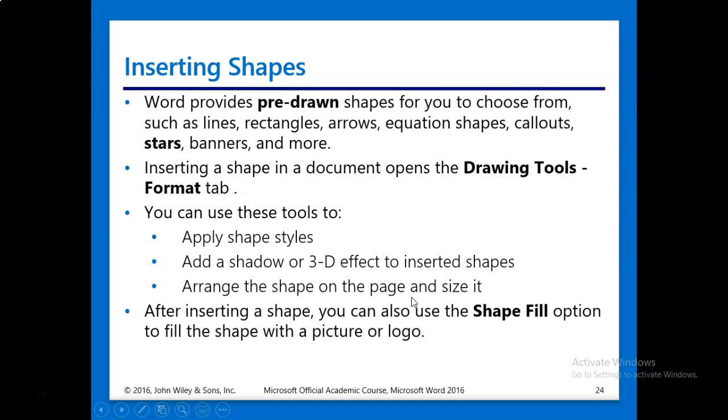Word provides pre-drawn shapes for you to choose, such as the one that just showed on the menu. Lines, rectangles, arrows, equation shapes, callouts, stars, banners, and more. Inserting a shape in the document again will open the Drawing Tools Format tab. You can use these tools to apply shape styles, a shadow, or 3D effect. You can arrange the shape on the page and size it just like you would do a picture. After you insert the shape, you can also use the Shape Fill option to fill the shape with a picture or logo, or you can also use a gradient, a texture, or just a normal color.